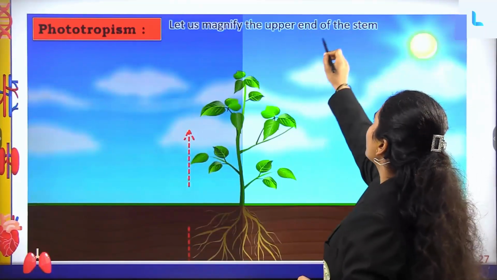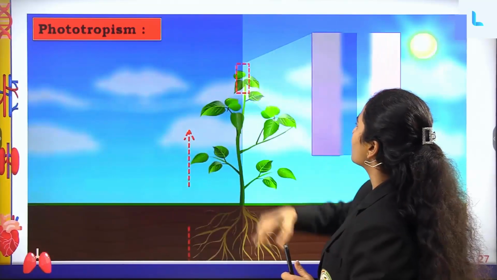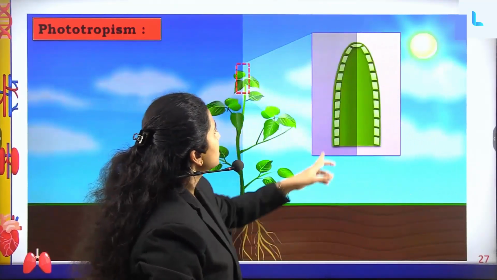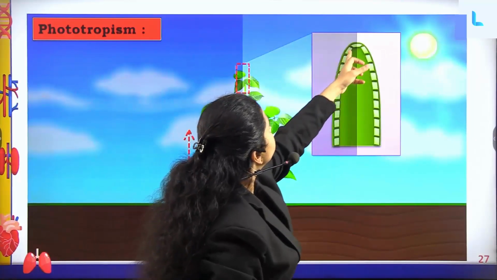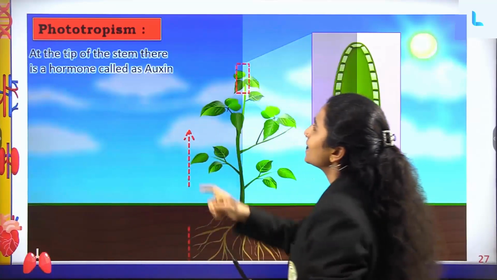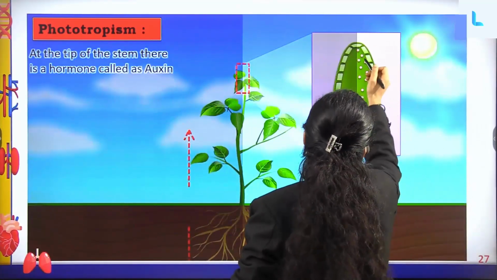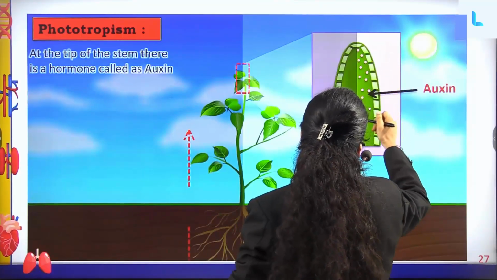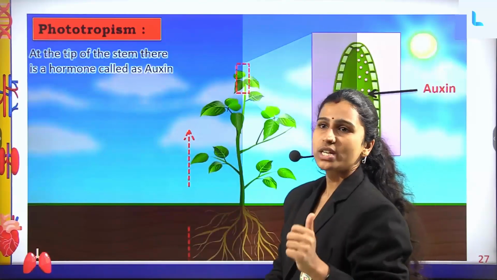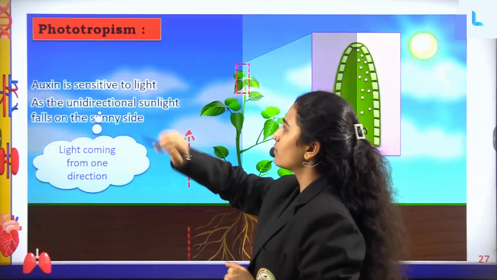So let us magnify the upper end of the stem. So this is the upper end. So if you magnify this, you can see the rectangular structures here. So here at the tip of the stem there is a hormone called auxin. So this is the hormone auxin, the pink color structures. Okay, so this is the PGR, which is plant growth hormone, and it is very sensitive to light.